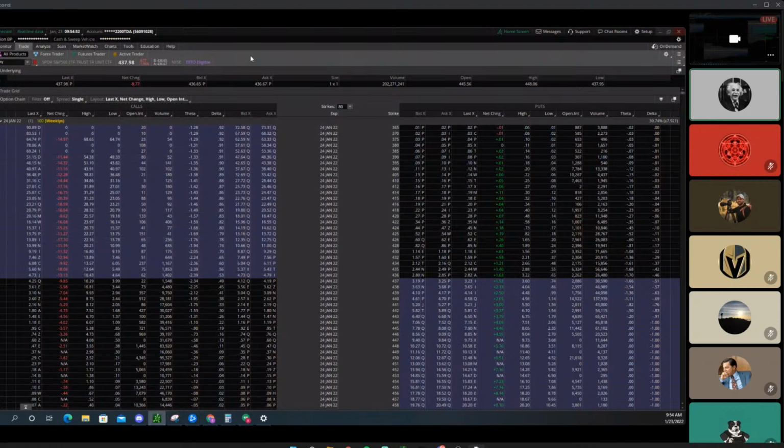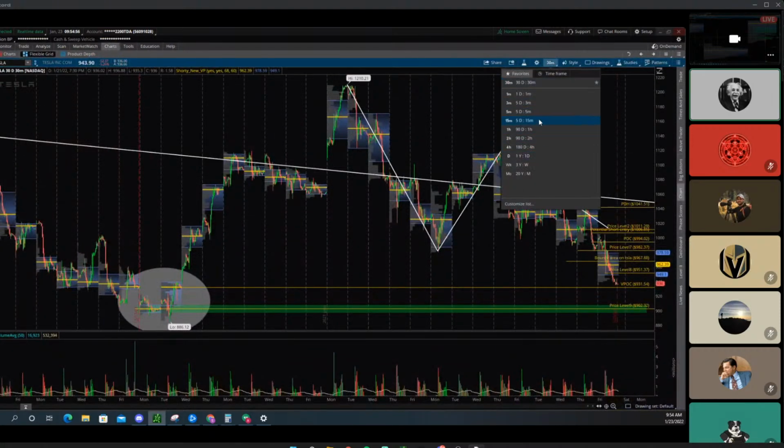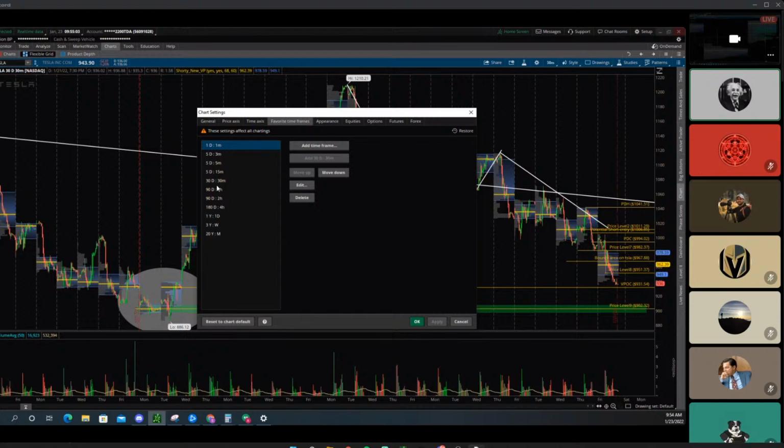For the POCs, good question. This is the time frames that I use. I use 30 days, 30 minutes as my base setup. So if you look at it here, 30 days, 30 minutes is the one that I use the most.